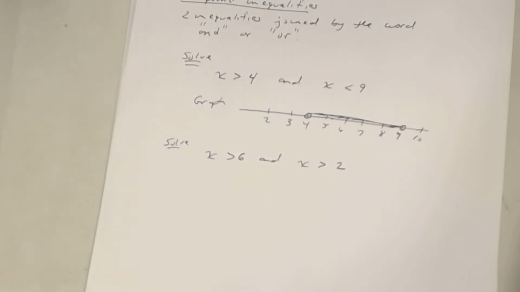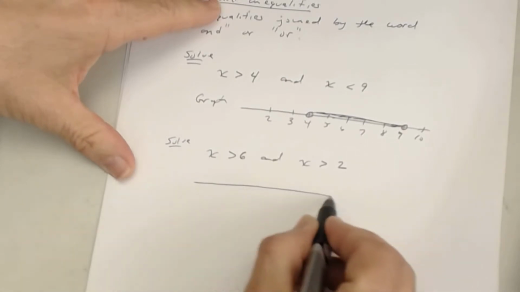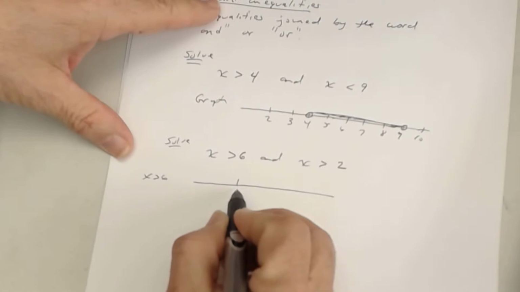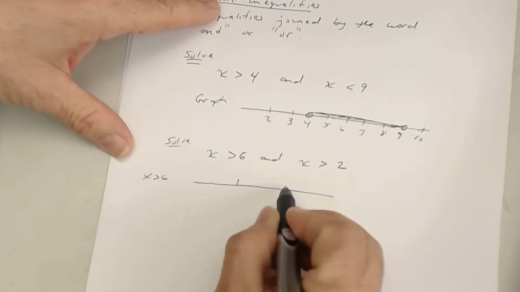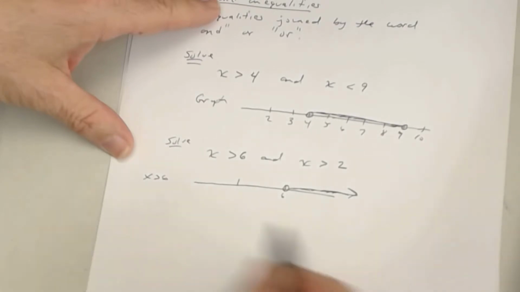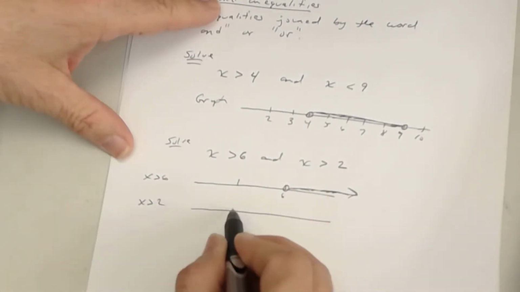Okay, so I want you to notice this. I'm going to come back here, and we're going to graph x is greater than 6. So x is greater than 6 means this, right? You all agree? Okay. Then I'm going to graph x is greater than 2. Here's where 2 is. Means this, right?